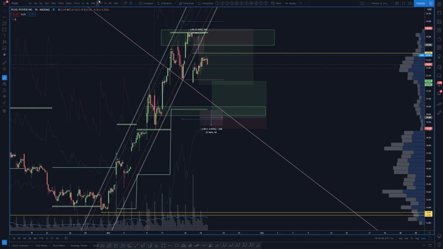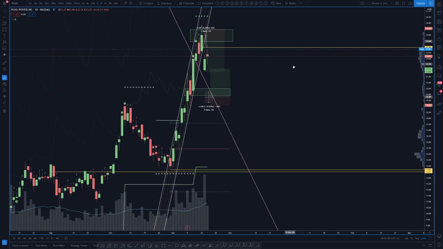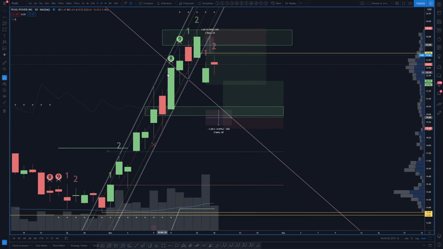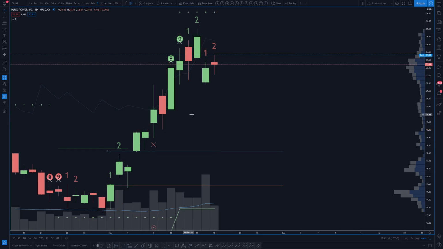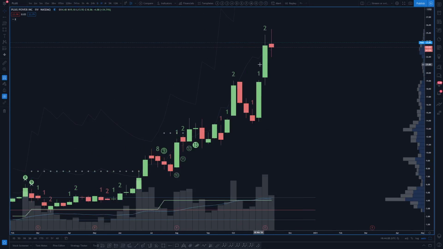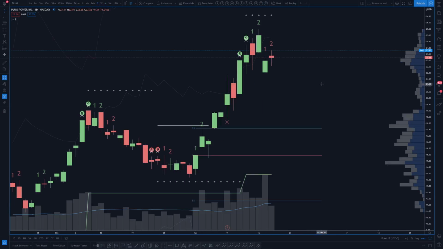Okie dokie, let's see. Plug. Okay, so Plug bulls were unable to get back into this channel that we were watching. It contained the entire move as well. So basically, the FSLR bulls don't want that to happen. But the Plug bulls still have the potential to save it, right? This is a huge move up, and when you get a big move up like that, well, flag, right? So far consolidation is relatively healthy, mostly sideways.